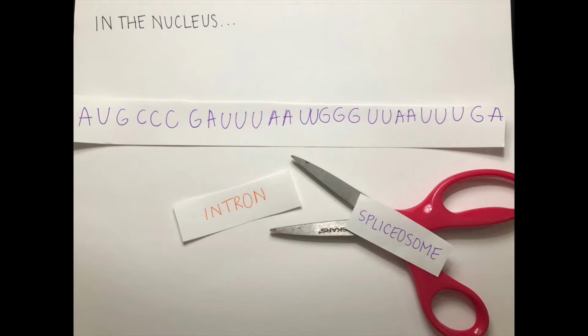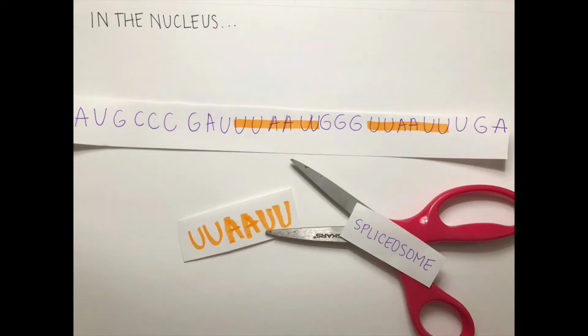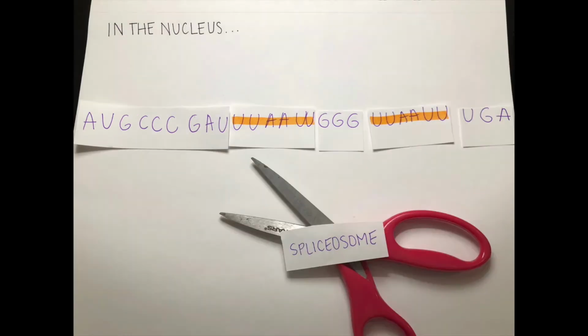For today's lesson, our intron code is UUAAUU. This means we will cut out sections containing the nucleotides UUAAUU. Do you see it anywhere? Here I've highlighted the introns in our pre-mRNA.